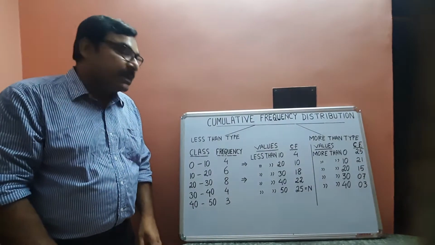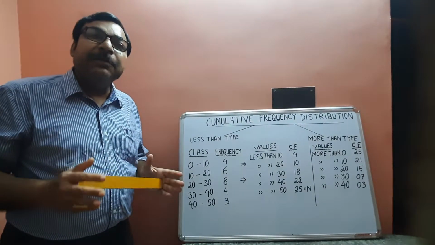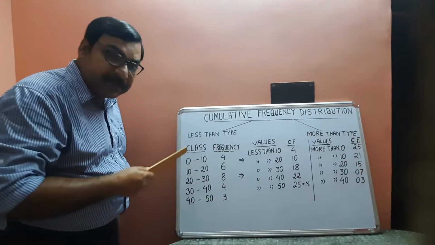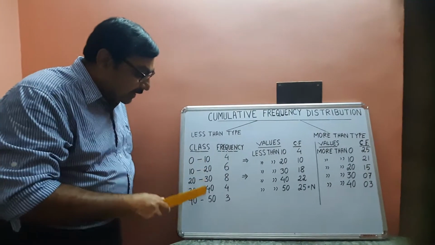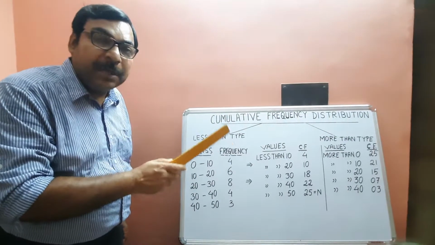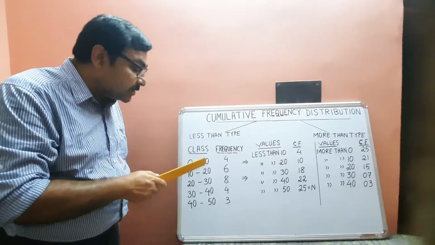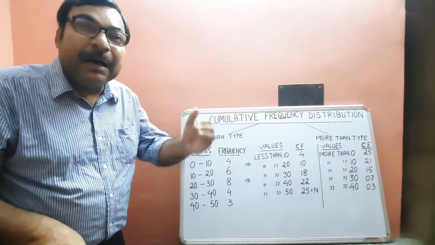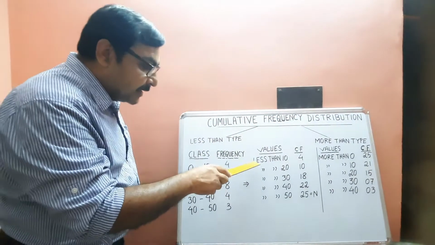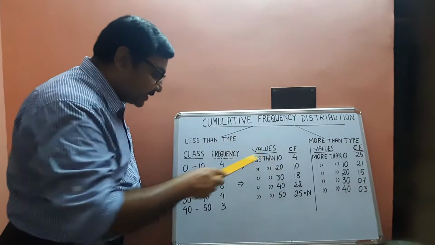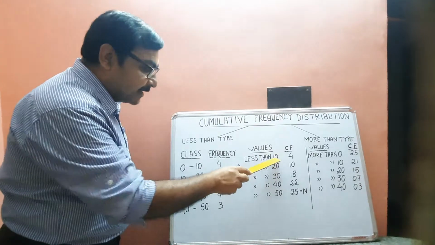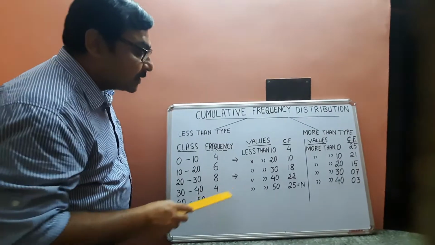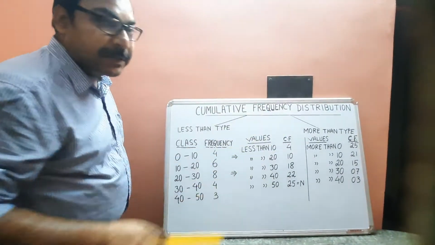Always keep in mind, less than type cumulative frequency distribution is based on upper limits of the series. See this series? These are the lower limits and these are the upper limits. So your first task will be to write the upper limits. Give a heading, less than, then write the upper limit. First upper limit is 10, less than 10, less than 20, we are writing the upper limits up to 50. Last upper limit is 50, so we write up to less than 50.